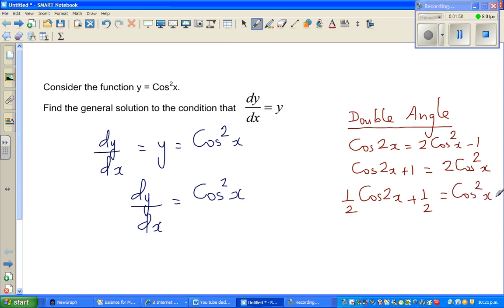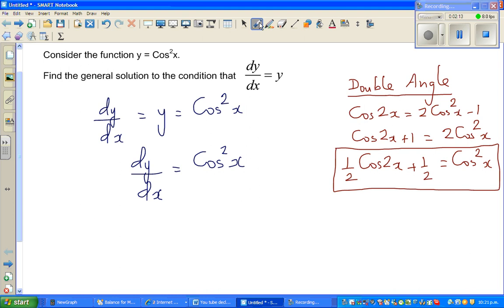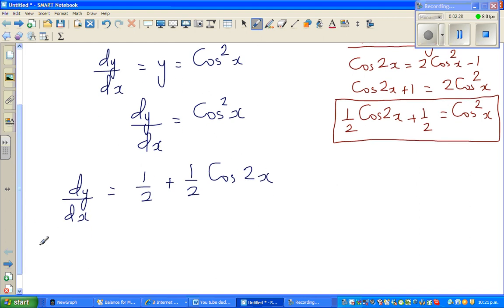This is a very good formula to remember for integration of cos squared x. This is also called the power reduction formula. So in place of cos squared x, I can write this. So I can say now dy by dx in terms of cos is, I'll write the half first, doesn't matter, plus half cos 2x. So I can separate the y's and x's. So dy is half, I put this in the bracket, plus half cos 2x dx.